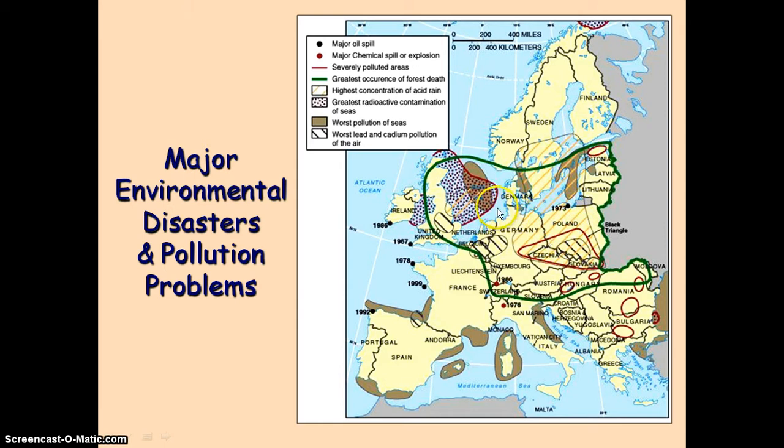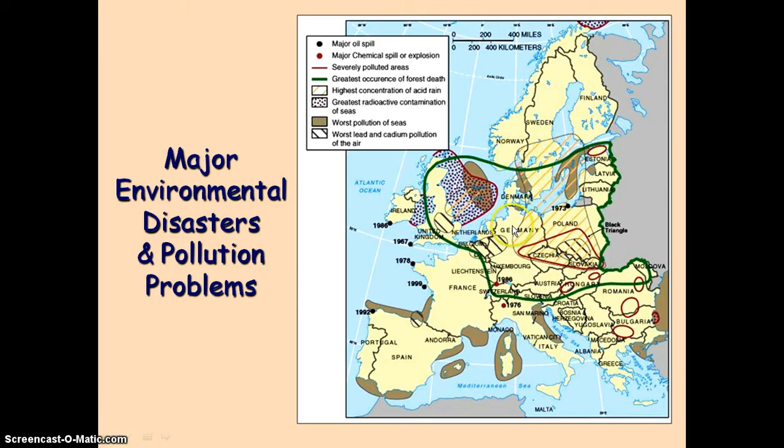Greatest radioactive contamination of seas. Notice the UK off their coast is terrible, and so is Ireland. The worst pollution of the seas, again, because of the oil industry that's in the North Sea. Look at this. You see this. The Mediterranean is just covered with pollution.